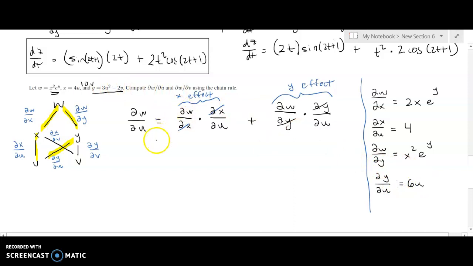And now I can put these together and write that dw/du is 2x e^y times dx/du, which is 4, plus dw/dy, which is x squared e^y, times dy/du, which is 6u. Just like in the previous problem, we have too many variables in this equation. We have x, y, and u. So I want to get everything in terms of u because I want to show the dependency of w on u. So I'm just going to replace x with what it is equal to.